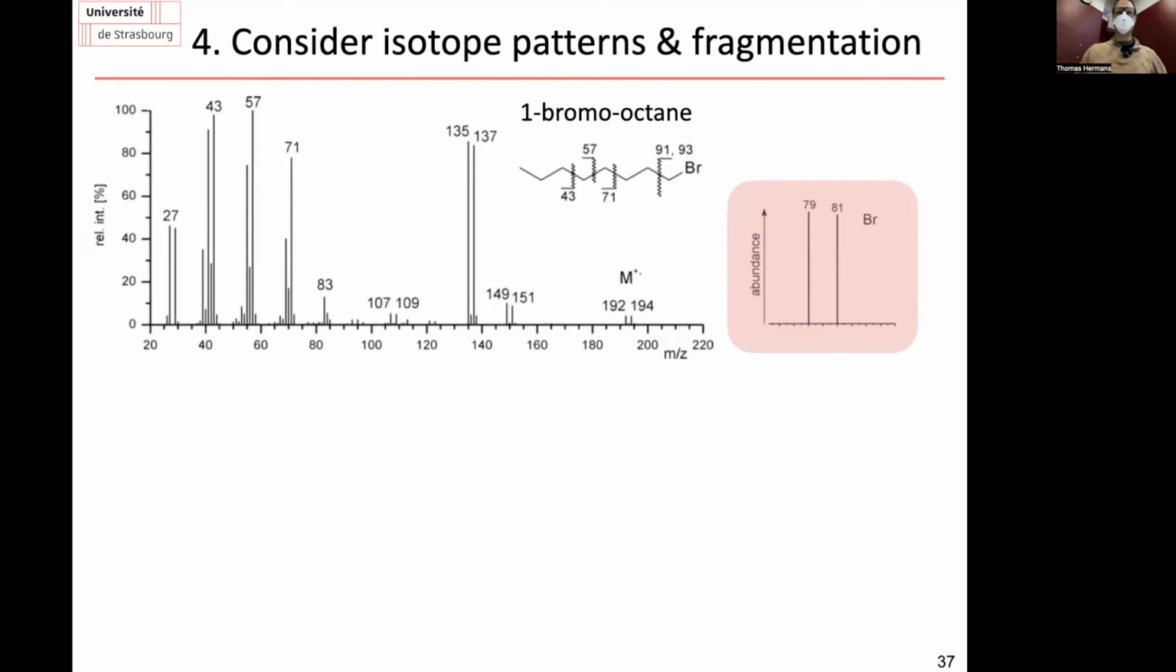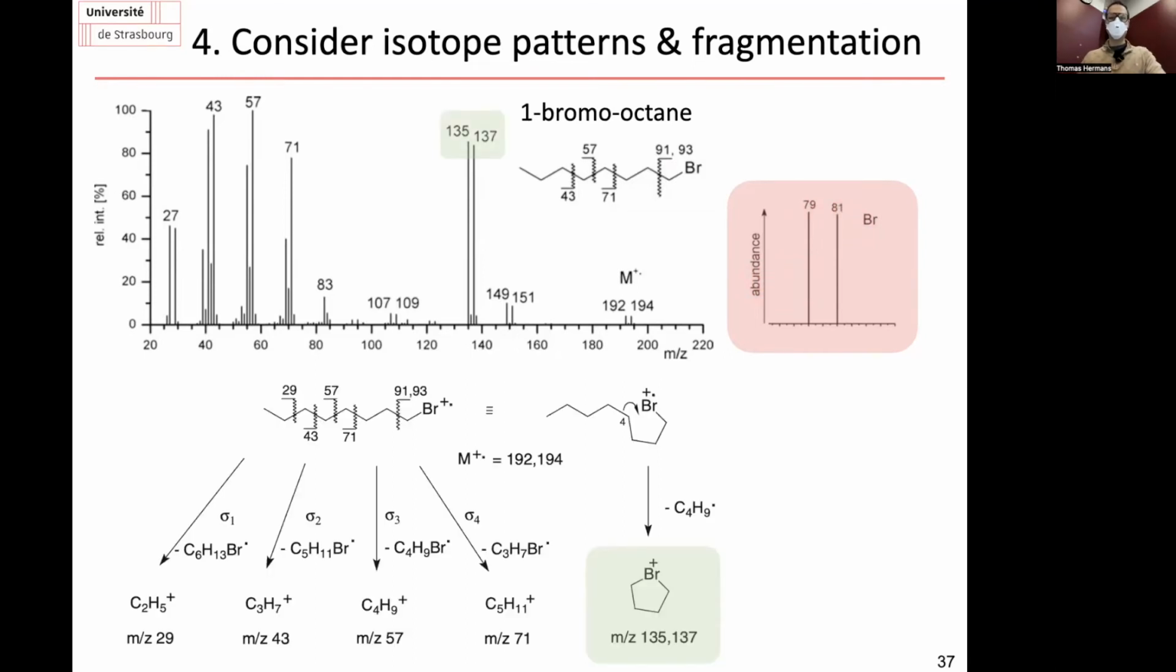Let's consider also the isotope patterns. Here we have bromo-octane, and we can get fragmentation along the different bonds. But we also have to consider what I said in the beginning, that bromine has 2 isotopes with almost the same natural abundance. So in the fragmentation pattern, we get peaks that are spaced by 2. In these fragments I still have a bromine: here, here, here, here. And you can see there is 71, and then 69, 57, 55, 43, 41. So if you see fragments with 2 very intense peaks spaced by 2, it is an indication that you have a bromine or a chlorine.